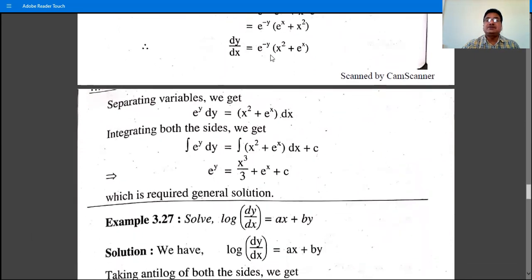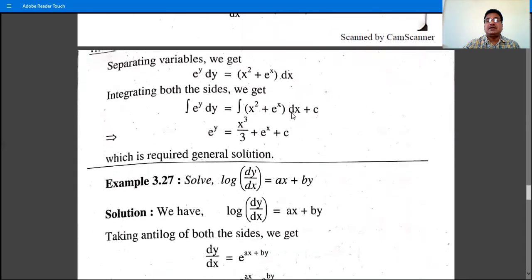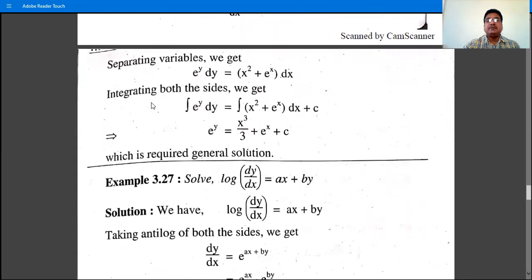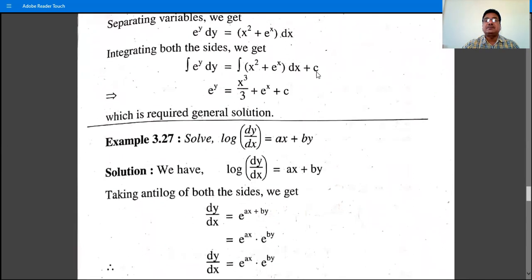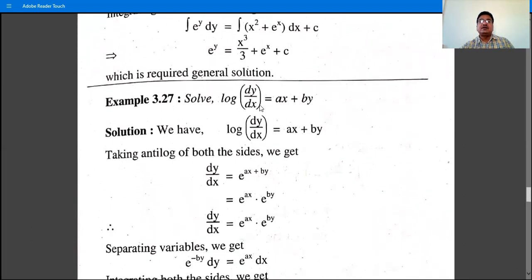So e raised to minus y, after shifting to LHS, becomes 1 by e raised to minus y, which means e raised to y dy is equal to x square plus e raised to x dx. So now it is in the variable separable form. Integrating both sides, we get integration of e raised to y plus constant of integration, suppose c. Then e raised to y, and then x square integration is x cube by 3, plus e raised to x integration is itself e raised to x plus constant. And this is the required general solution of the given differential equation.